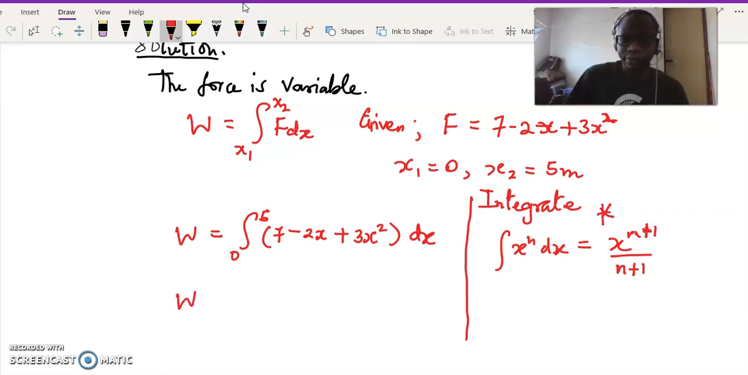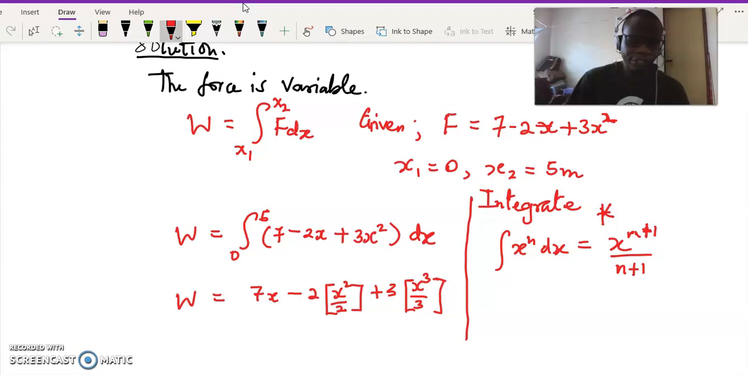So let's go back here. So work done is equal to, when you integrate, these are constants. So we have 7x minus, so we have 2 as a constant, then we have x squared over 2. Then plus, so we have 3 as a constant, so this will be x cubed over 3. But remember, we are integrating from 0 to 5, so the whole of this from 0 to 5.